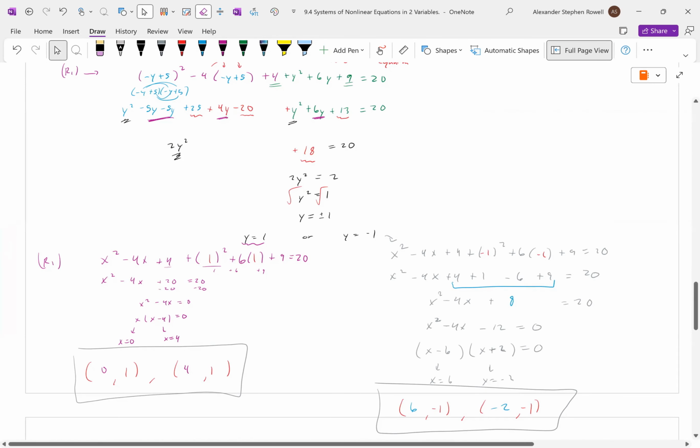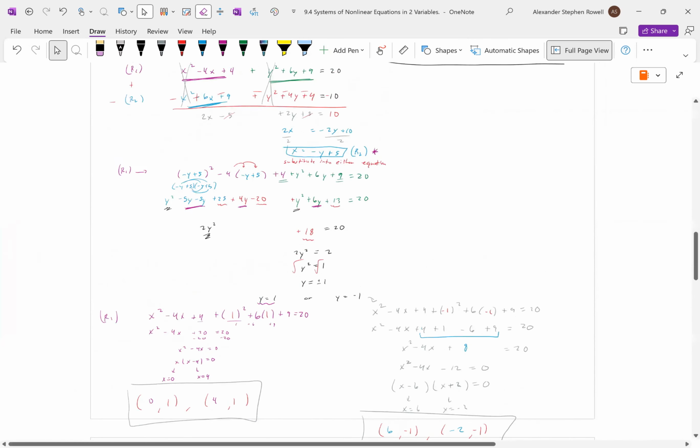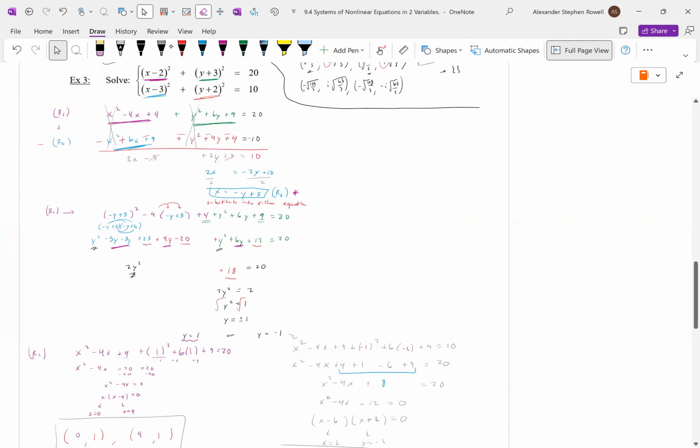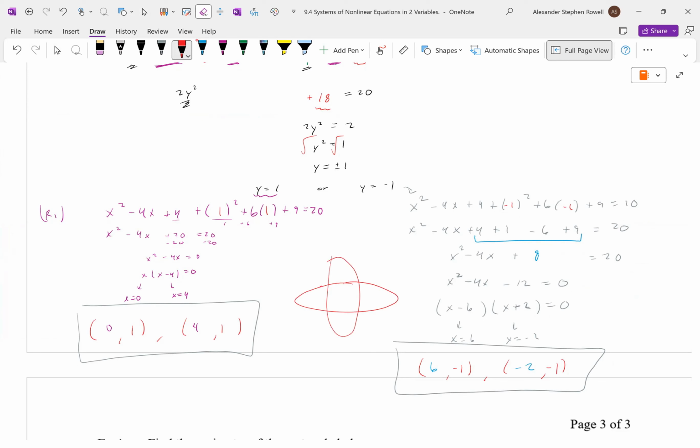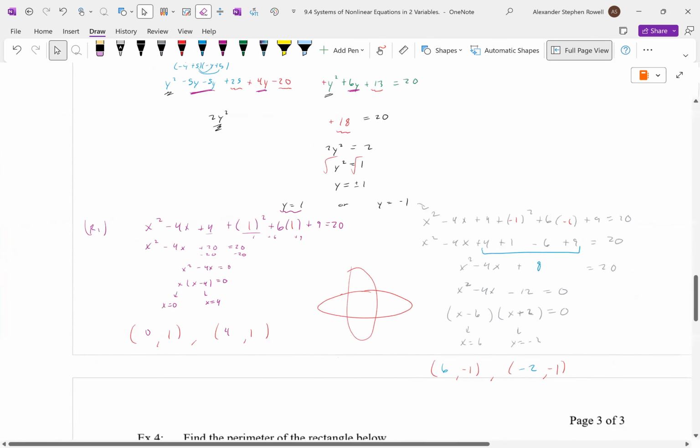Wait a second. Hold on a second. We can't actually have 4 solutions where 2 circles intersect, can we? With 2 ellipses, we could, but with 2 circles, we can't. Are these both circles? They are both circles. Does that make sense? 2 ellipses can intersect 4 times, but 2 circles, they would be the exact same circle and we have infinite solutions. So we can't have 4 solutions. We're going to have to check and plug these in.